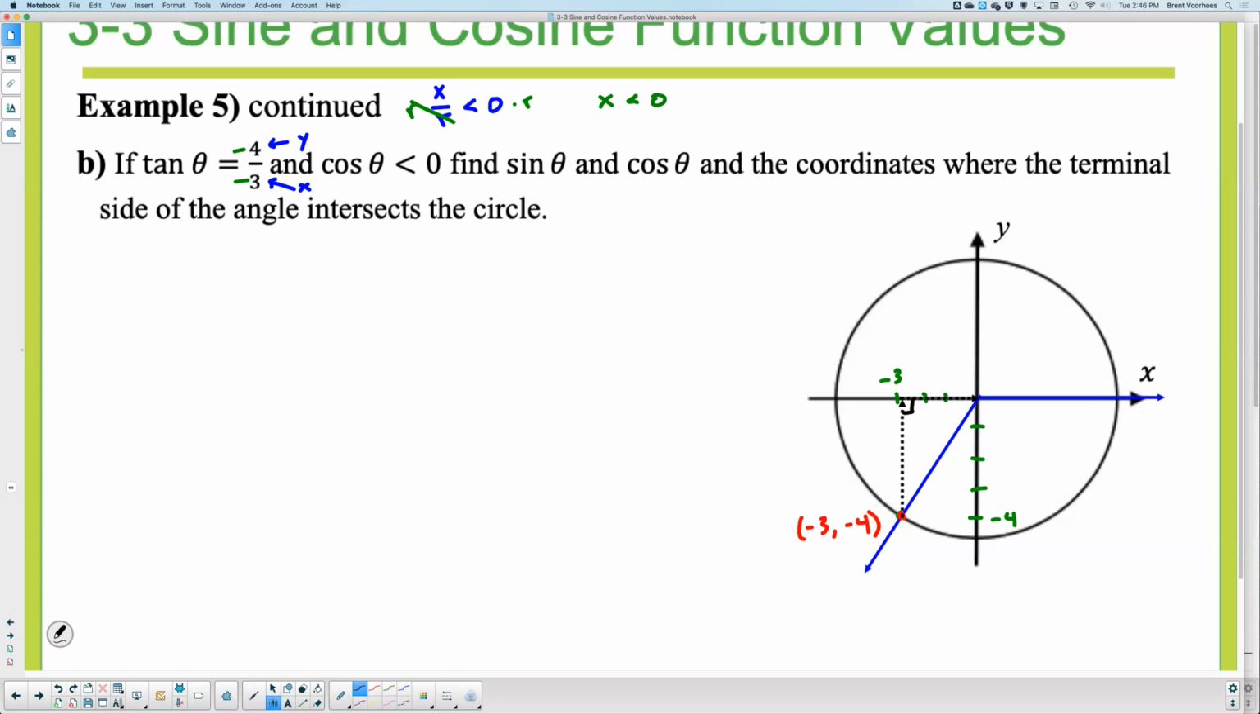Okay, we went through all of that. What am I missing right now? We have our x. X is -3. We have our y. Y is -4. We do not have r. So what's the formula to get r?